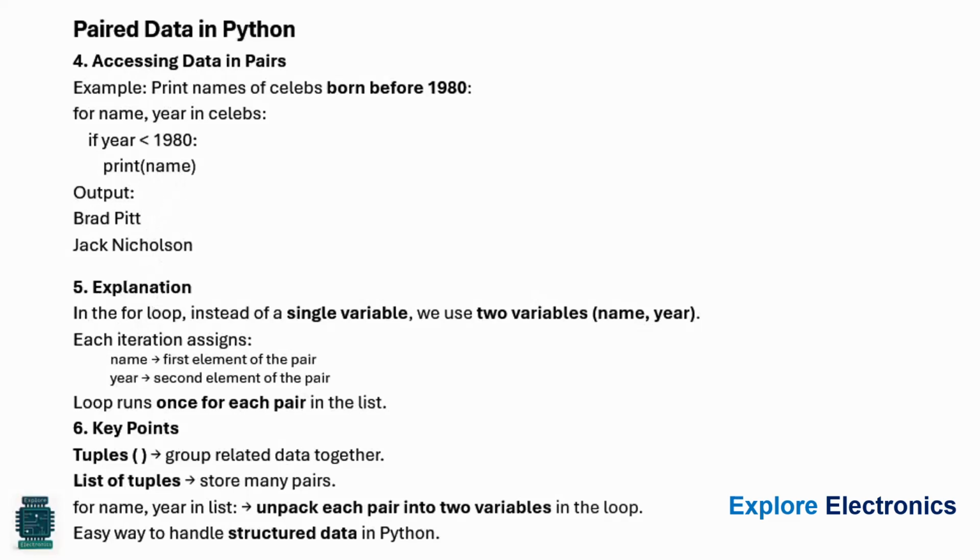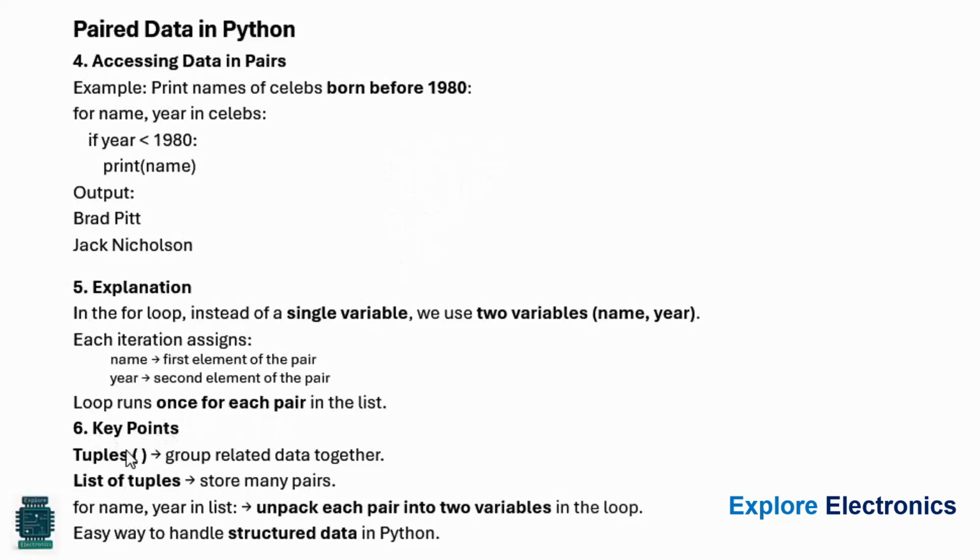Here in the for loop, instead of a single variable, we use two variables, that is name and year, the pair of the data. Each iteration assigns name the first element of the pair, and year the second element of the pair. Likewise, I have taken in the previous example. The loop runs once for each pair in the list. It will take one pair each time.